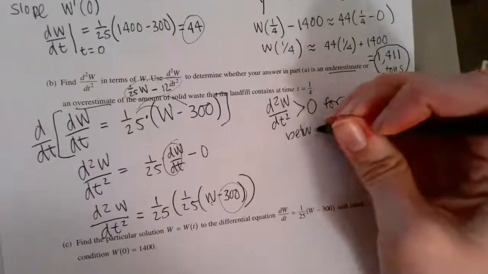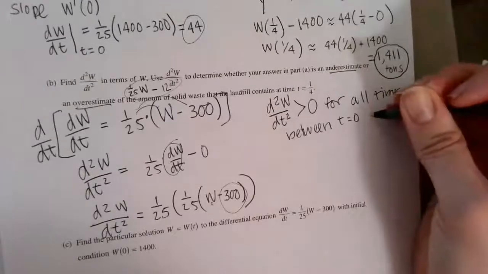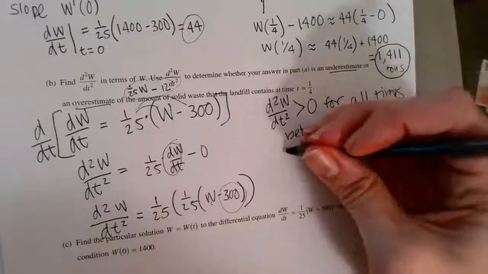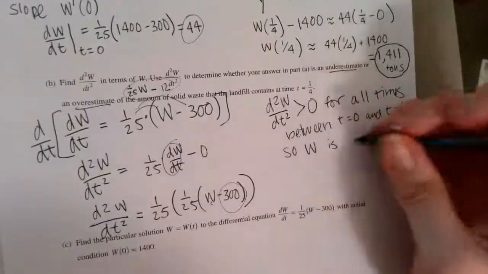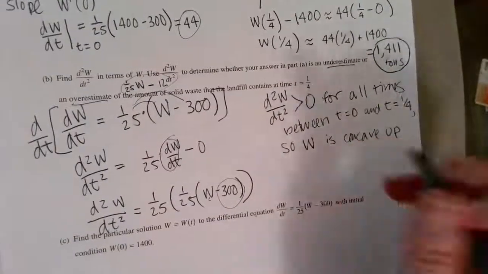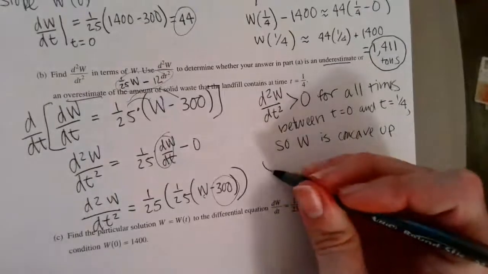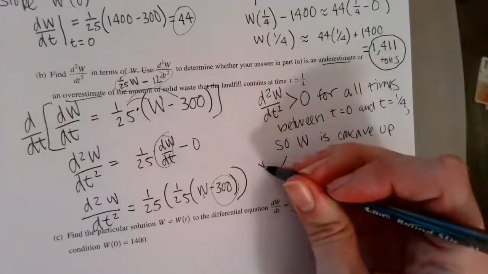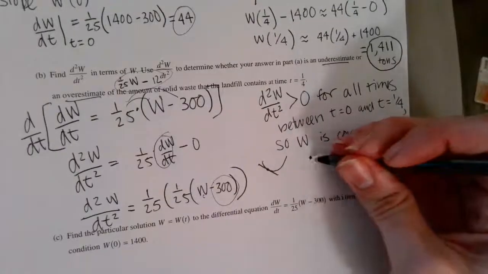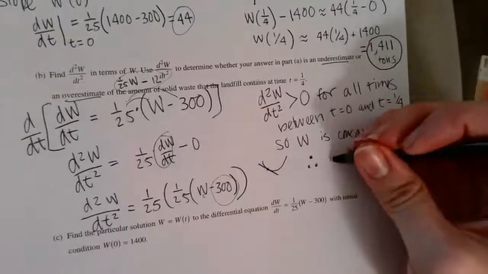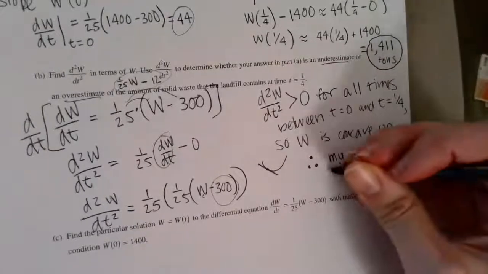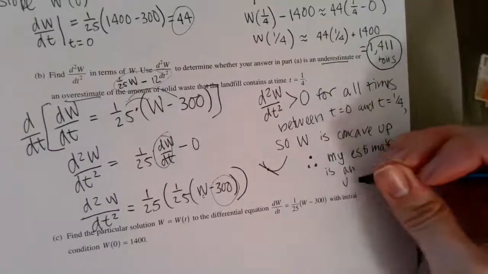between t equals 0 and t equals 1/4. This means that W is concave up. I'm going to draw a little concave up function. If I draw a tangent line on a concave up function, notice how the tangent line is below the curve. So I can say, therefore, my estimate is an underestimate.